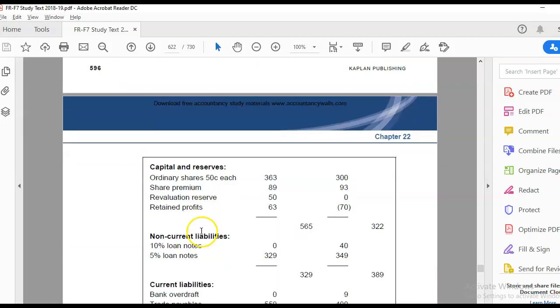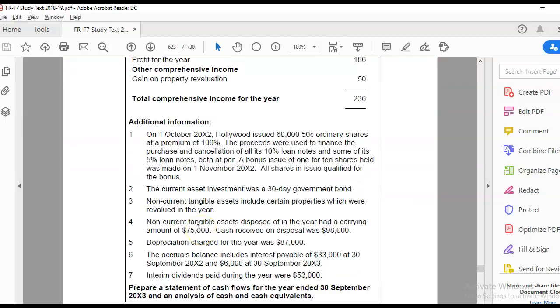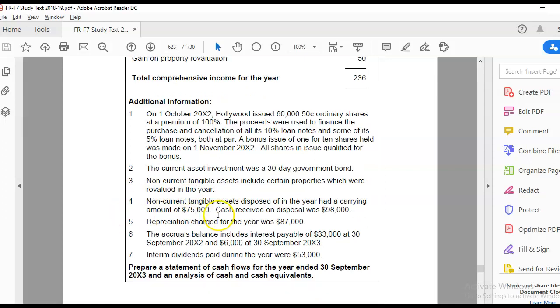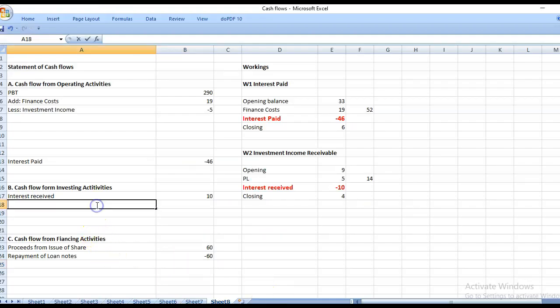Okay. Now the next information they give is that non-current tangible assets include certain properties which were revalued during the year. So think and tell me, if you do a revaluation, will it have any cash inflow or outflow? Well, no. It's just on paper. So no impact on the face of the cash flow. Next, non-current tangible assets disposed of during the year had a carrying amount of 75,000. Cash received on disposal was 98. Excellent, pick this up. So proceeds from disposal of non-current assets is an investing activity. Proceeds from disposal of property, plant and equipment, that was 98.